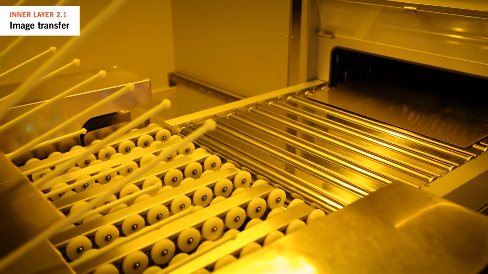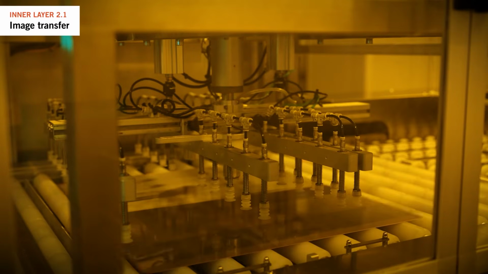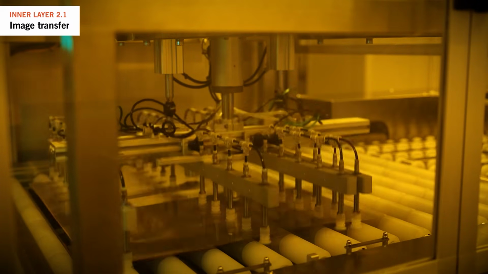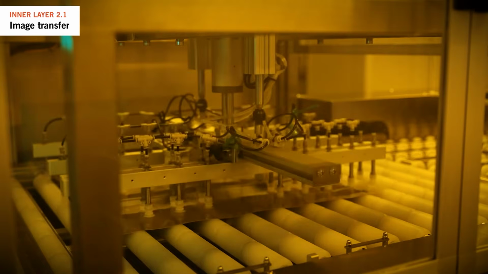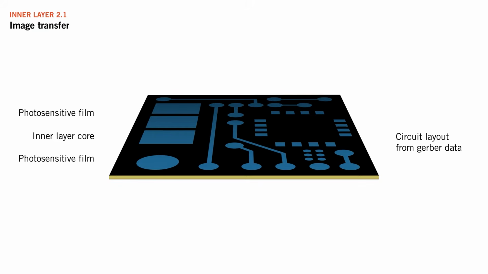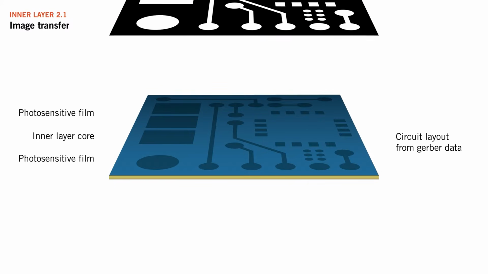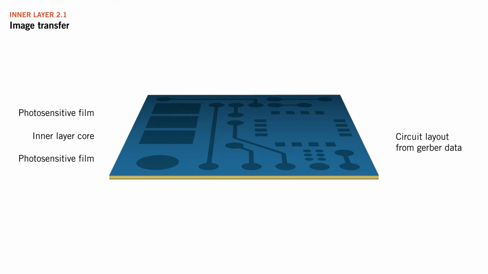The clean rooms are protected from UV light, so all windows and lights are covered with a yellow UV blocking film. There are two common methods for applying the circuitry pattern to the film. The first uses artworks which are placed on top of the film, then the panel is exposed to UV light. Where there are clear areas, the UV light is allowed to penetrate through the artwork, defining the circuitry pattern.